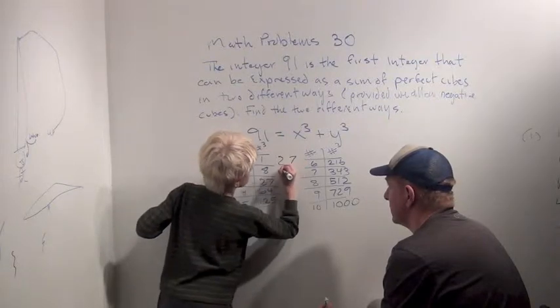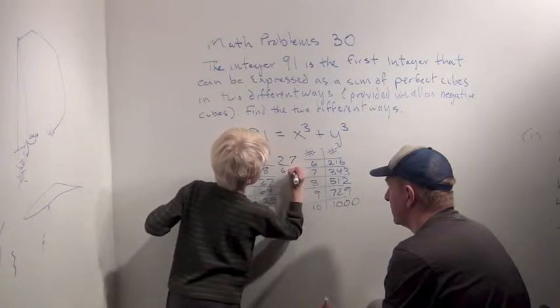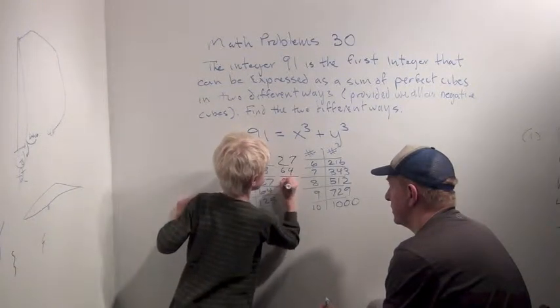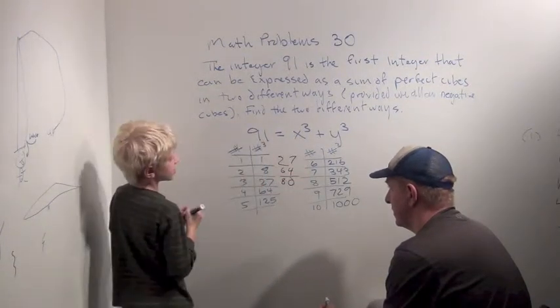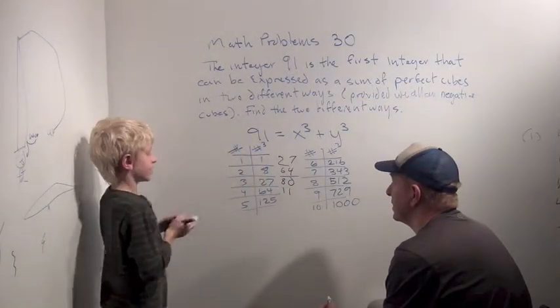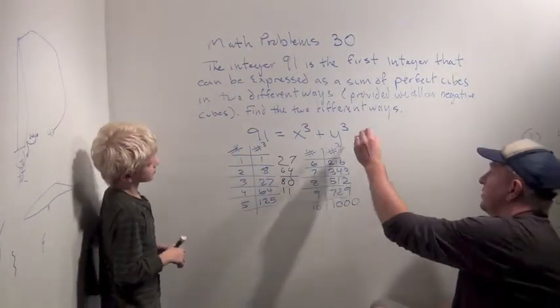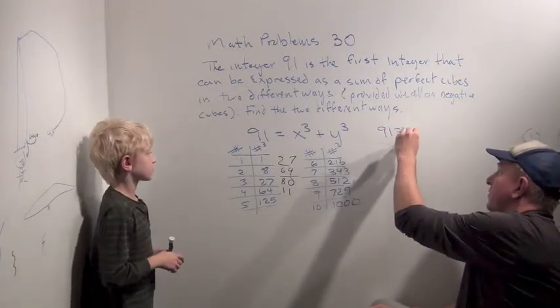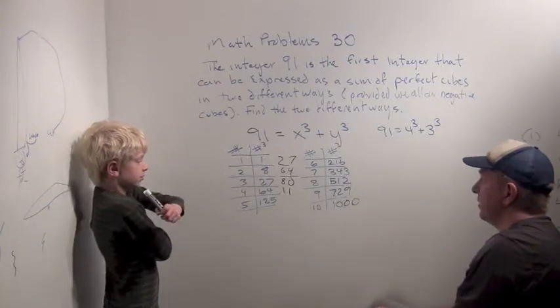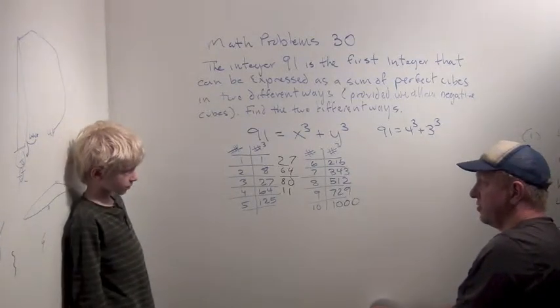27 plus 64. 20 plus 60 is 80, and 7 plus 4 is 11, so 80 plus 11 is 91. Hey, look at that. So we found one. We found that 91 equals 4 cubed plus 3 cubed. Cool. Now there's a second one where it's actually going to be a difference between two cubes.